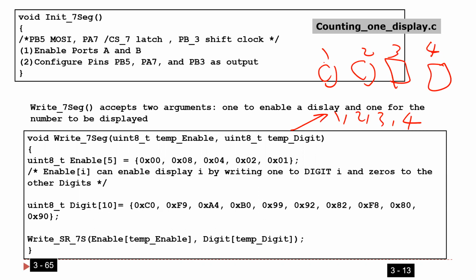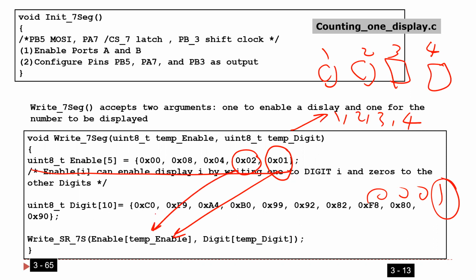Is that okay? And the way I made it, as you see here in this function, is that if you send me 4, I'm going to take this one and send it here in the enable. That is going to be 1 0 0 to turn this one on. If you send me number 3, I'm going to take this one. If you send me number 2, I'm going to take this one. Is that okay, guys?